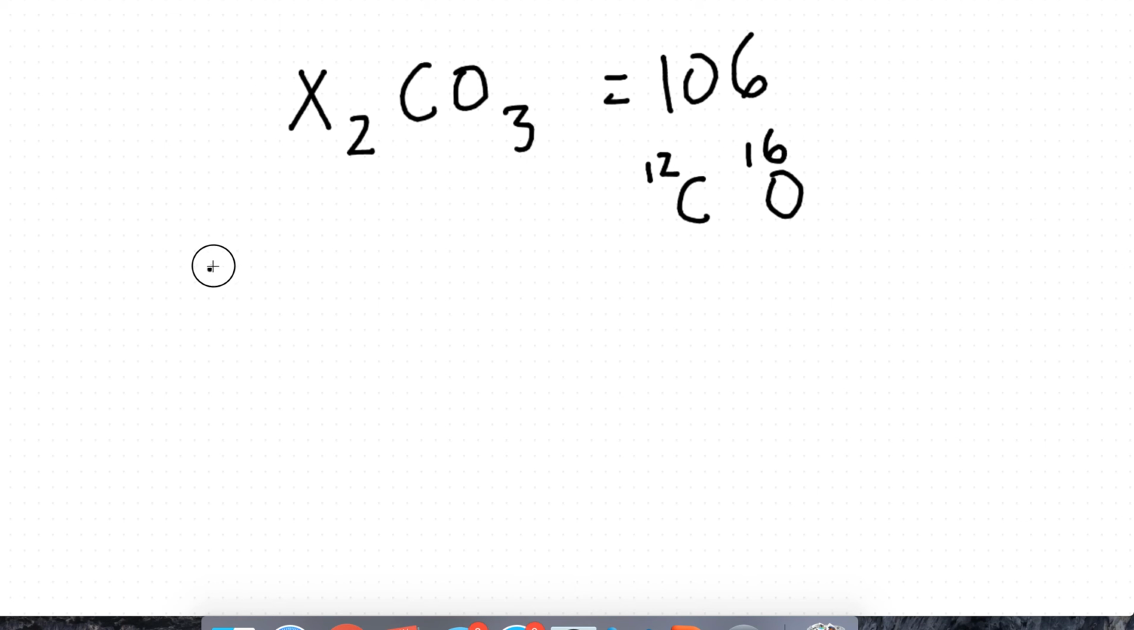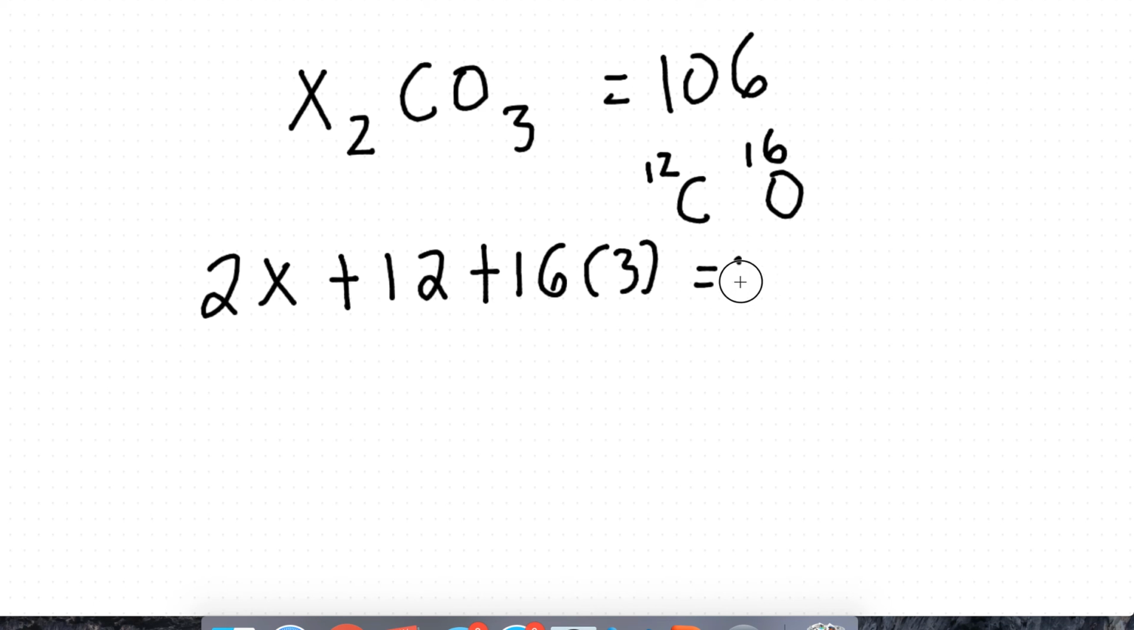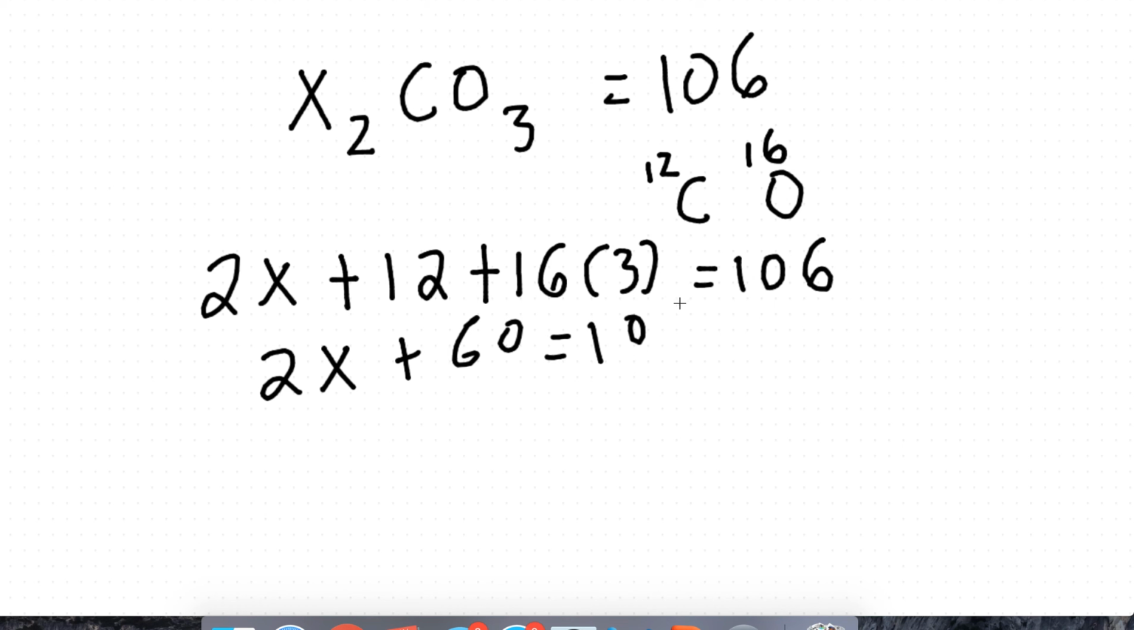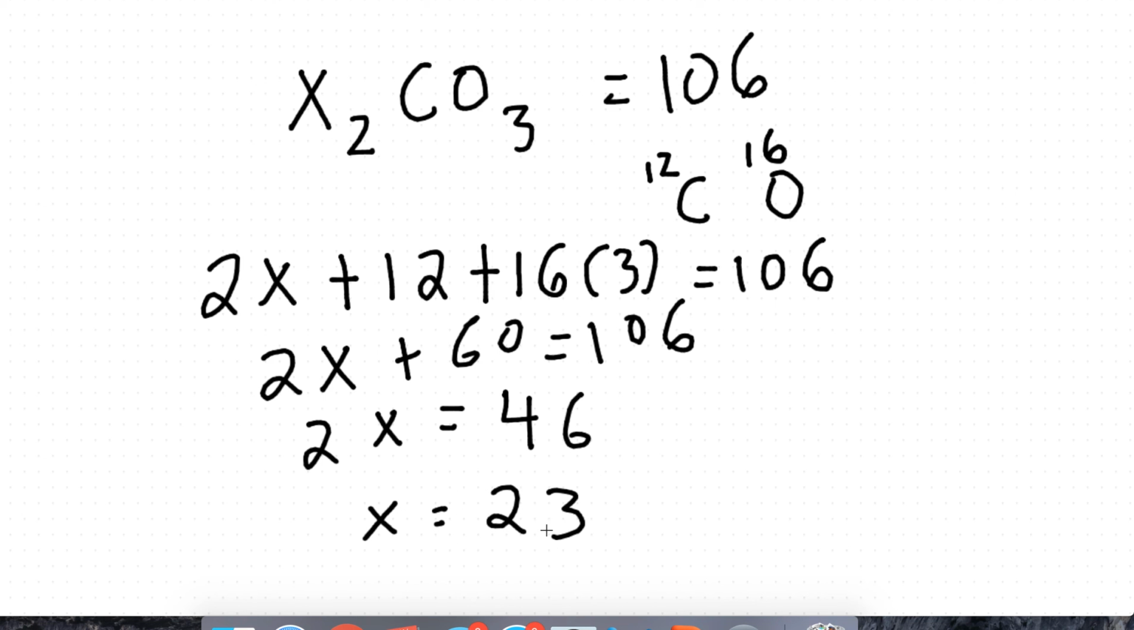Same thing, 2X plus, what is the relative atomic mass of C? 12. What is the relative of O? 16 times 3 equals 106. Basic math. 2X plus, this is 48. 48 plus 12 is 60 equals 106. So 2X equals 106 minus 60, which is 46. X equals 23. This is the relative atomic mass of X.